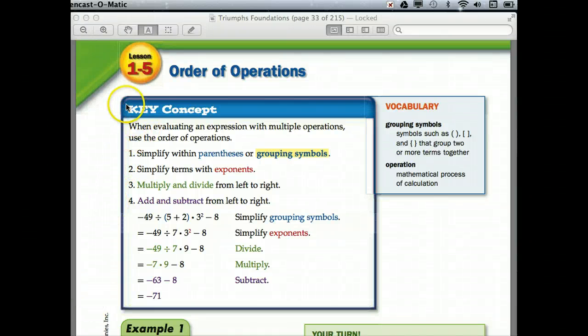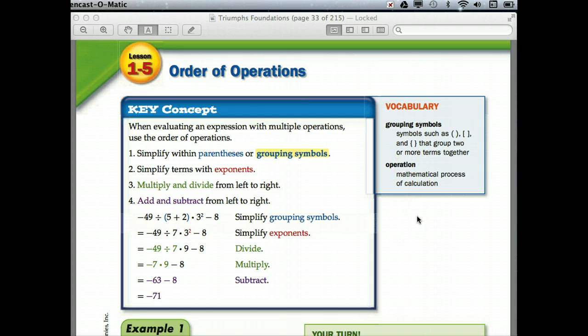Well, can you guess what we're learning about today? Lesson 1-5. We're going to be learning about the order of operations. The important vocabulary that we need to know for this lesson are grouping symbols. Now, some of the grouping symbols, and you've worked with them before, you just may not remember what they are. They're parentheses and brackets and braces.